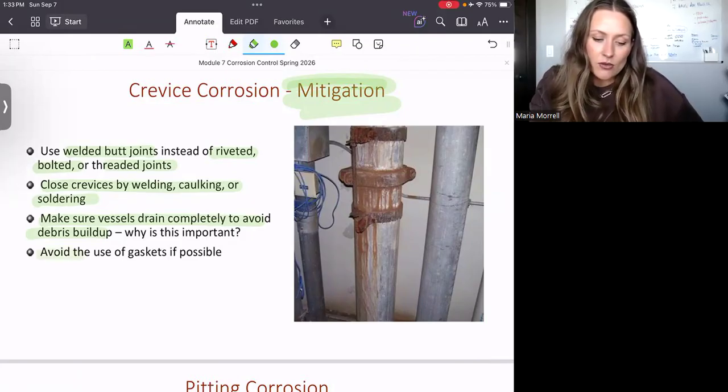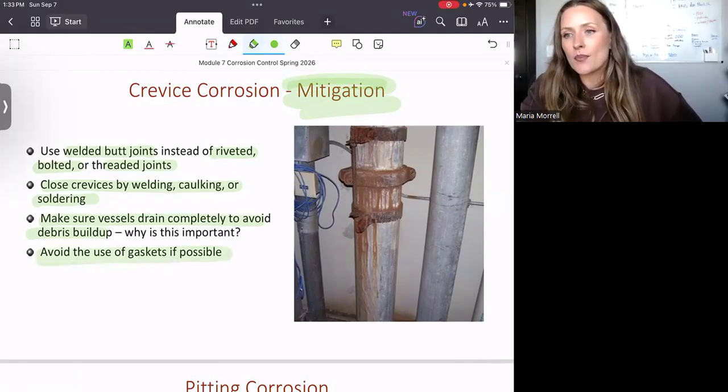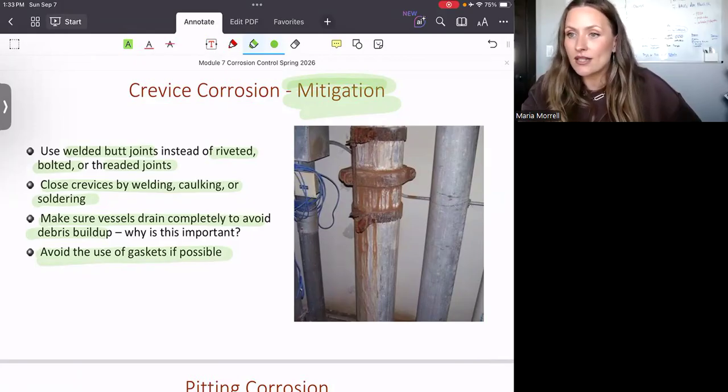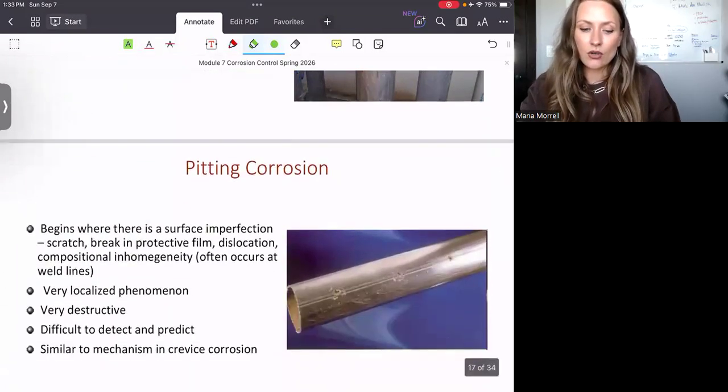Now, you need to avoid the use of gaskets if possible, and it makes sense, right? Because whenever you can, you need to avoid crevices, or formation of any crevices. If you cannot avoid the crevice, you need to close the crevice, right? You should never leave the crevice open because it's just a matter of time till you will be able to visually observe the corrosion.